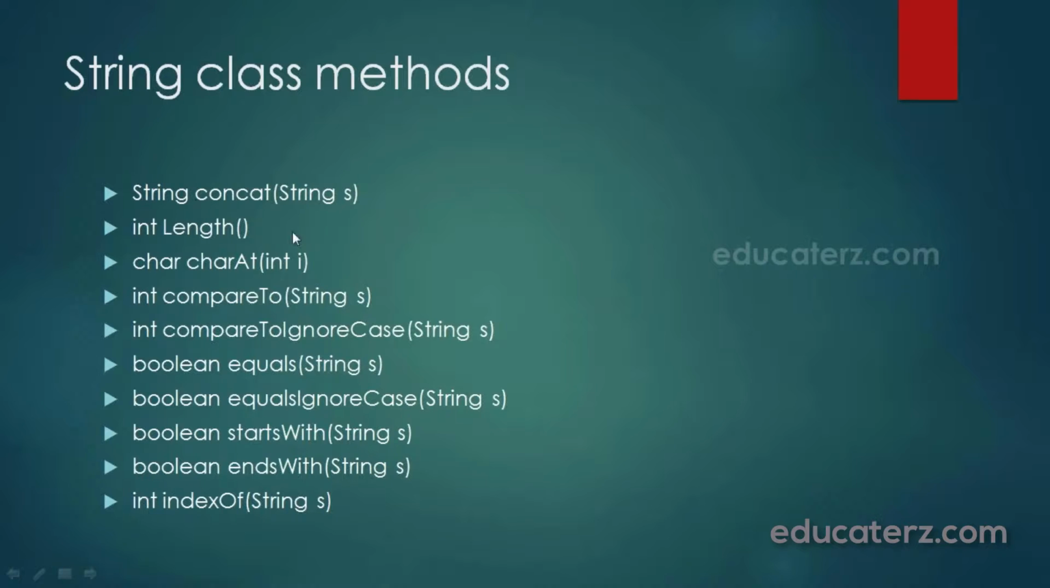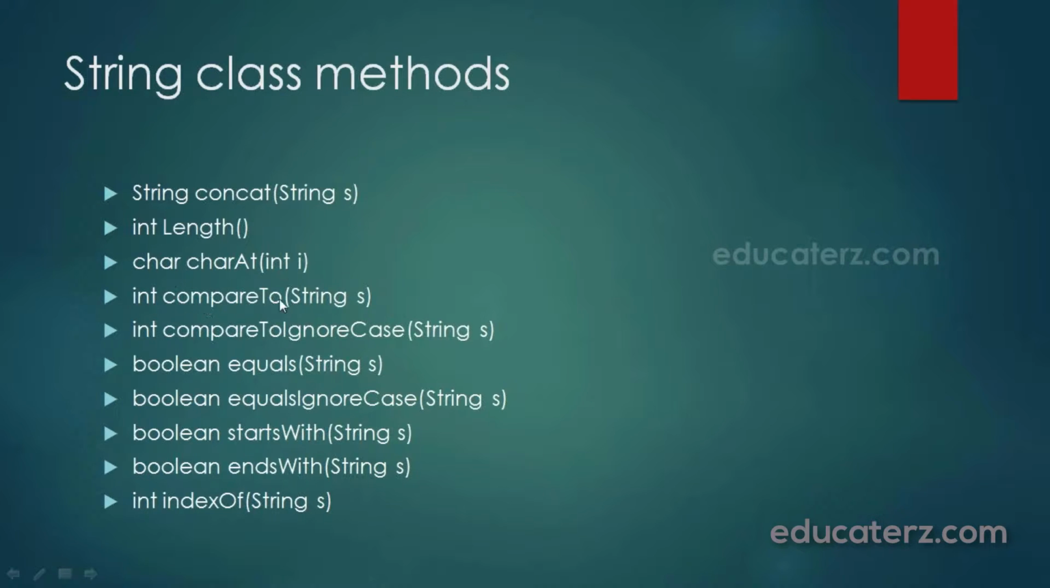Next we have a few String class methods. concat is for concatenating two or more strings, or simply joining strings. The return type of this method is again a string with the result. length is a method which calculates the number of characters in a string and returns an integer. charAt is a method which gives the character at a particular index. And compareTo is used for comparing strings and returns an integer.